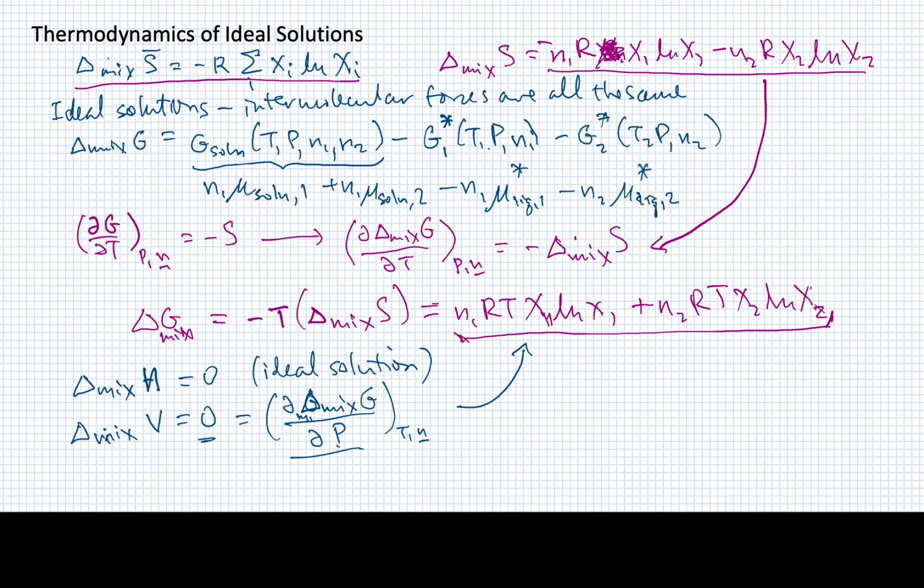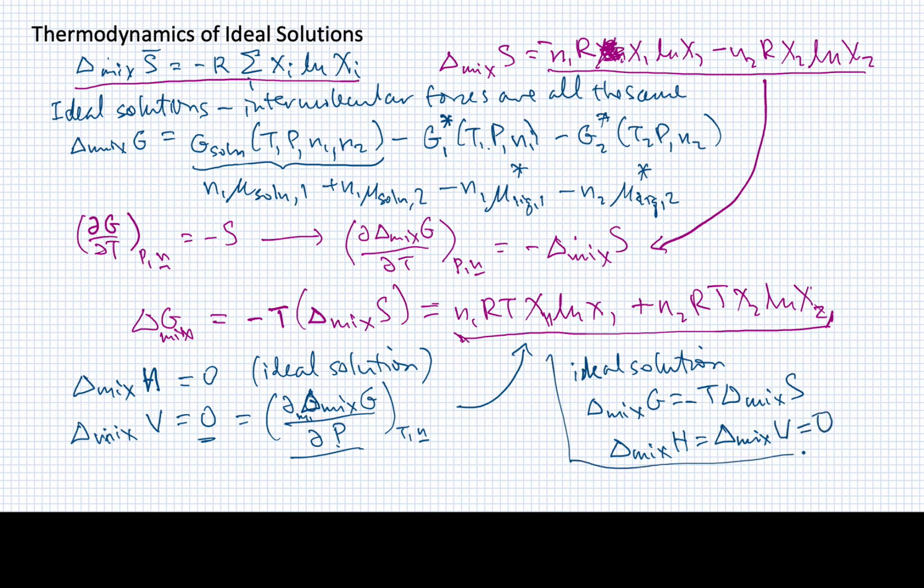So the net result is that for ideal solutions, we have a Gibbs energy and an entropy of mixing that are consistent with one another. The Gibbs energy of mixing is simply minus the temperature times the entropy of mixing. And we have that the enthalpy of mixing and the volume change for mixing are both 0 in this case. Now we'll explore some other consequences of ideal solutions in the upcoming videos.